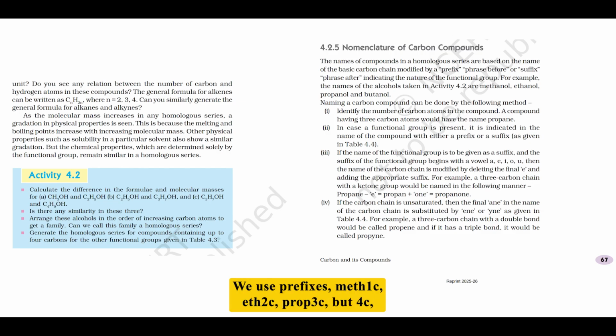We use prefixes: meth- for 1 C, eth- for 2 C, prop- for 3 C, but- for 4 C, pent- for 5 C, hex- for 6 C, and so on. If the chain is saturated, the ending is -ane. So a 3-carbon saturated chain is propane. Okay, find the longest chain, get the root name ending in -ane.